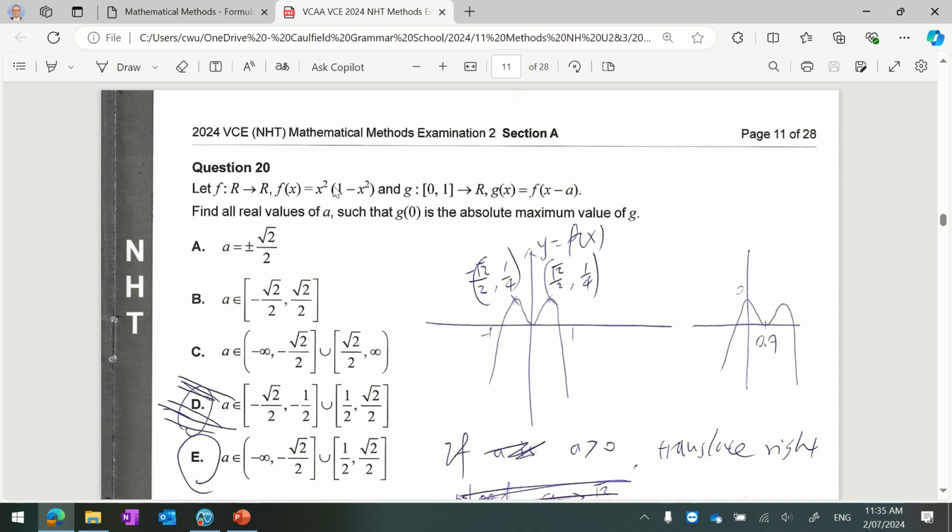Function f is x squared times (1 minus x squared). It's a quartic. Another function g is a translation of f. Find all the real values of a such that g(0) is the absolute maximum of g. Also, f has no restriction on the domain. g has a restriction on the domain.